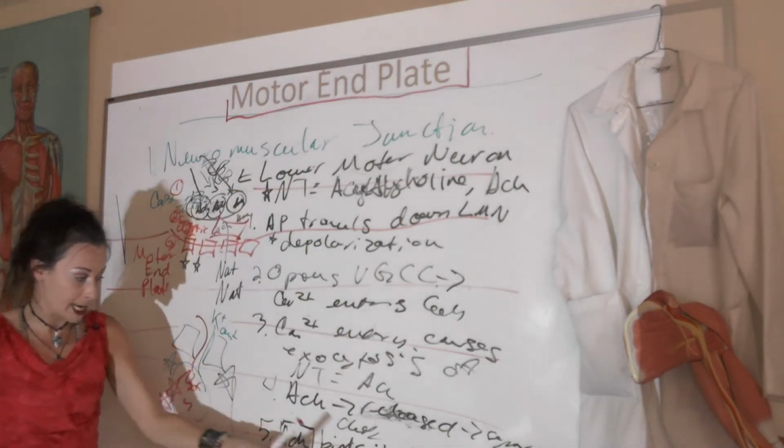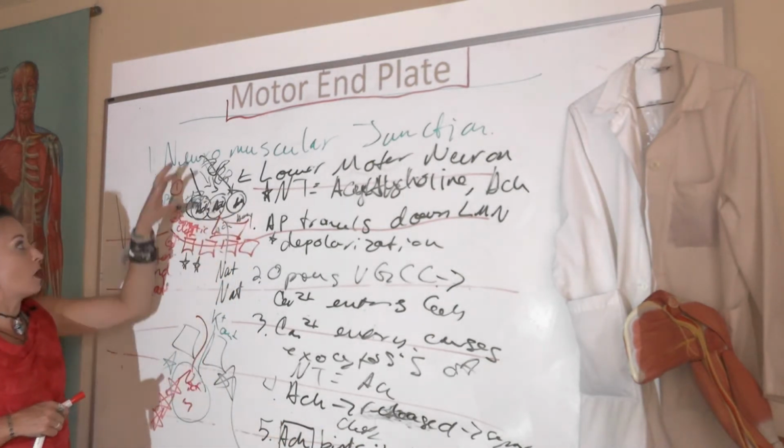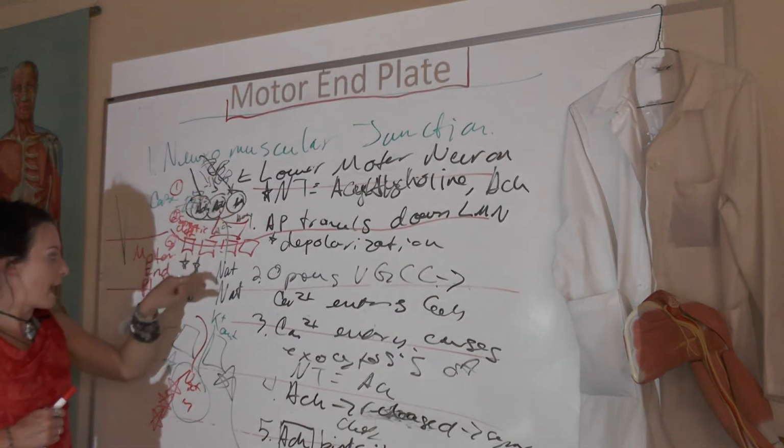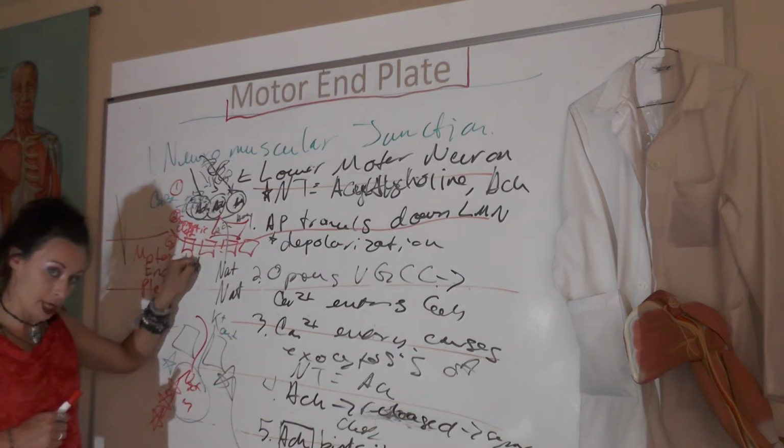In the motor end plate, we developed an end plate potential. Sure, it was as a result of an action potential coming down our lower motor neuron, but what happened right here was an end plate potential, okay?